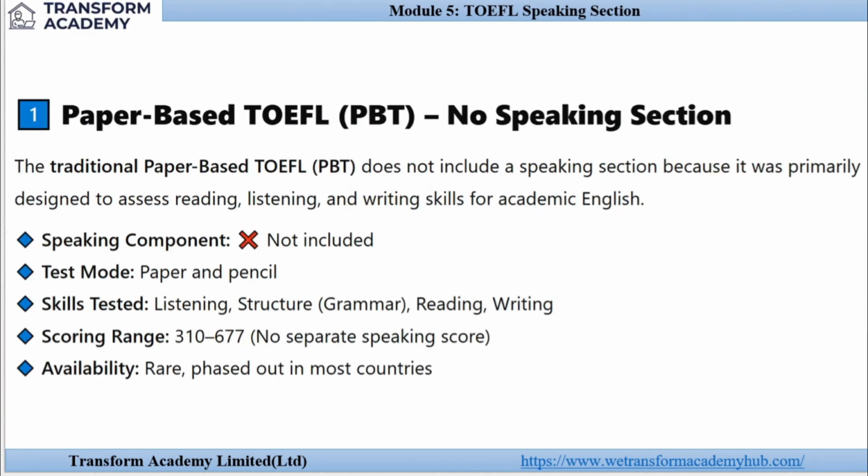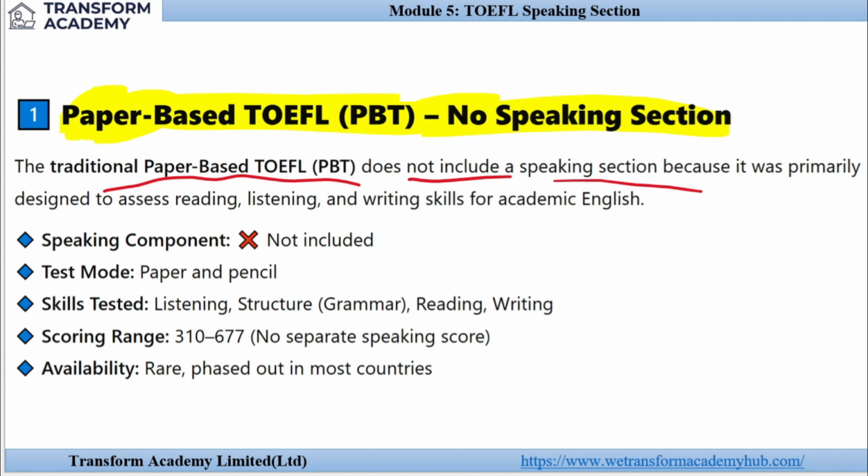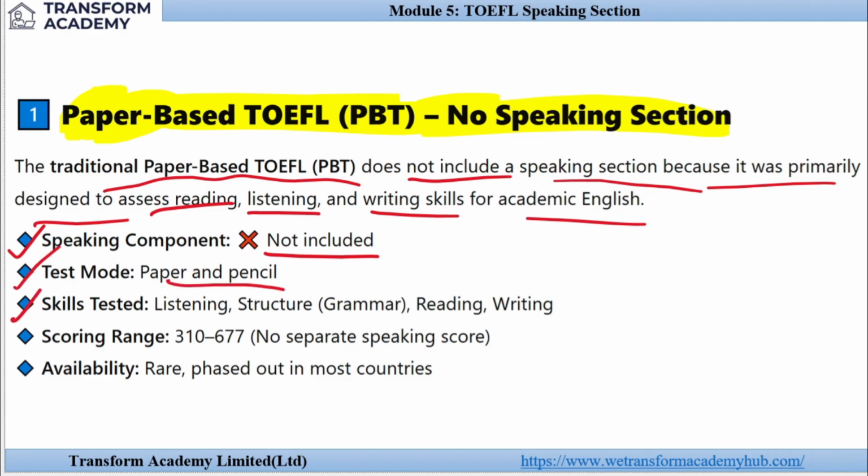Now, for the paper based TOEFL, no speaking section. The traditional paper-based TOEFL does not include a speaking section because it was primarily designed to assess reading, listening, and writing skills for academic English. So the speaking component is not included. Test mode, paper and pencil. Skills tested, listening, structure, grammar, reading, and writing. Scoring range 310 to 677 and no separate speaking score. Availability, it's rare and phased out in most countries.